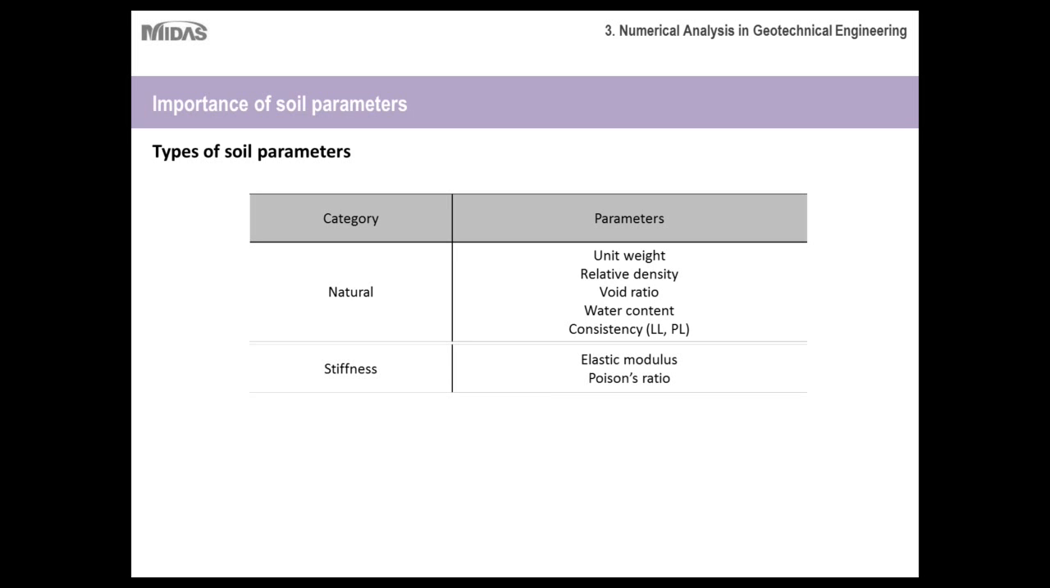And then stiffness, for example, elastic modulus and Poisson's ratio. These are essential for calculating, for example, deformation. So for something like a retaining wall project or excavation type projects, where deformation is studied a lot, elastic modulus and Poisson's ratio are very, very critical. And then strength, such as cohesion and friction angle, which are typically used for deep foundation type projects or pile foundation projects.